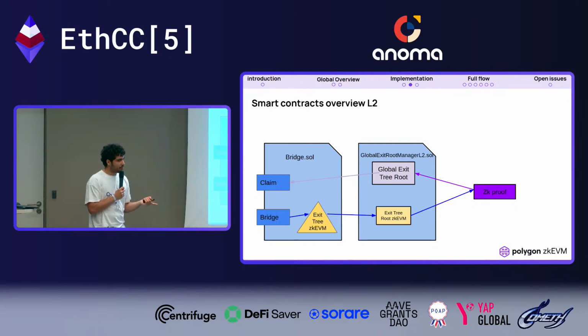And also at the end of the batch, we will read the exit tree root of the zkEVM, and we will write it on mainnet, as we said before.